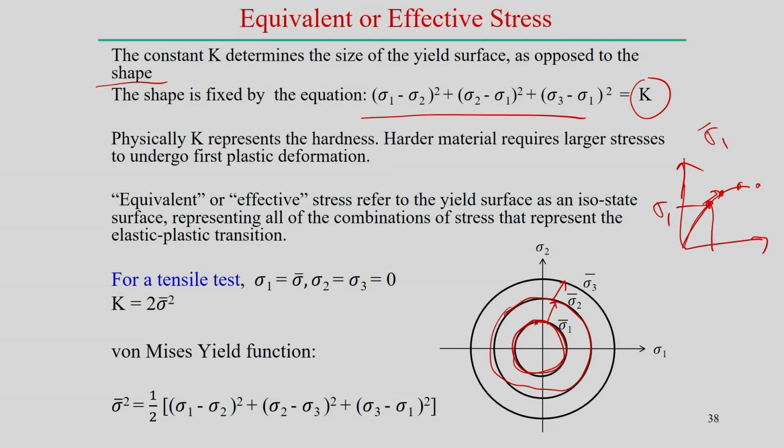The strain hardening effect can be incorporated by simply changing the size, and that size change is decided by the value of K we are using. So, therefore, by modifying the value of K, we can incorporate the strain hardening effect.